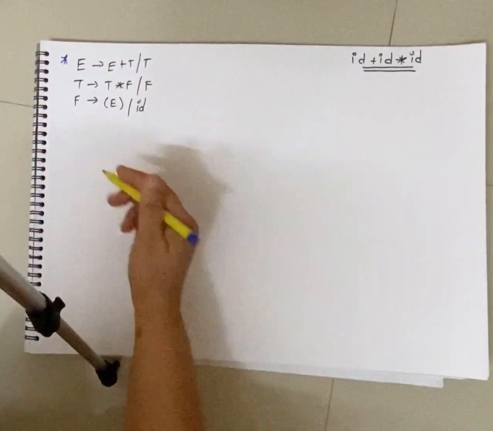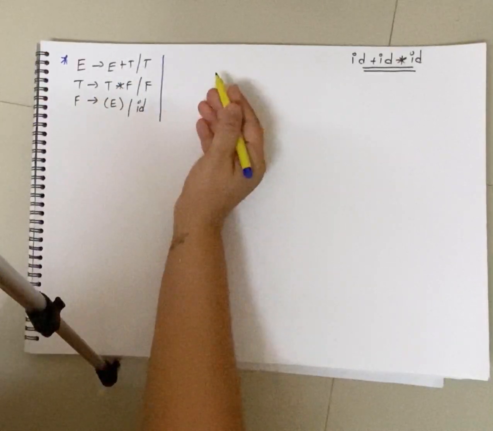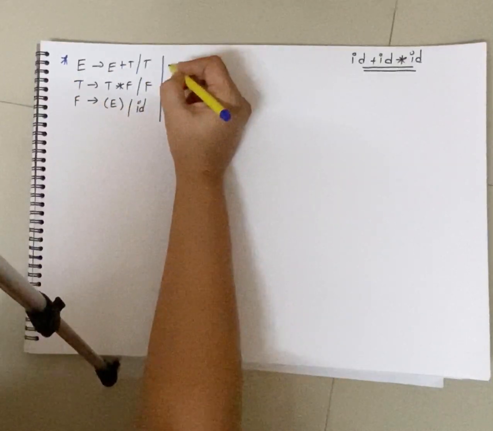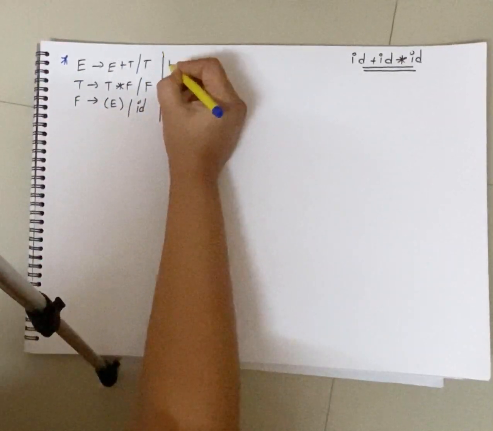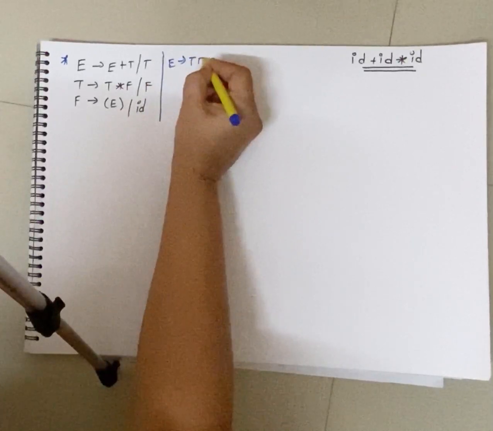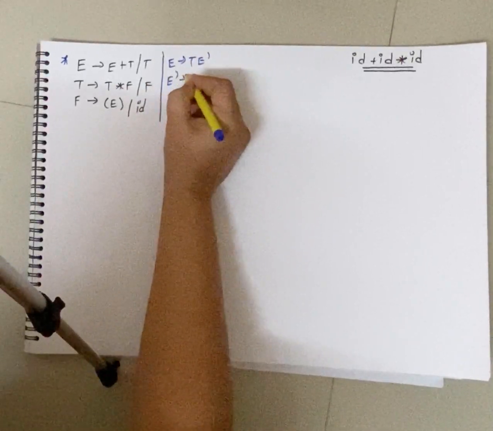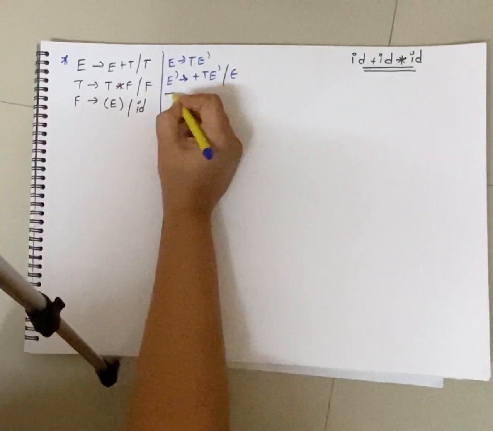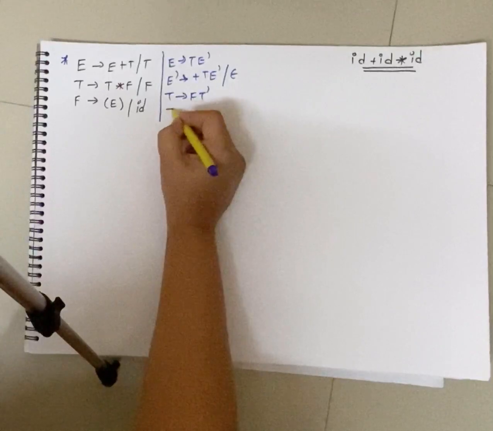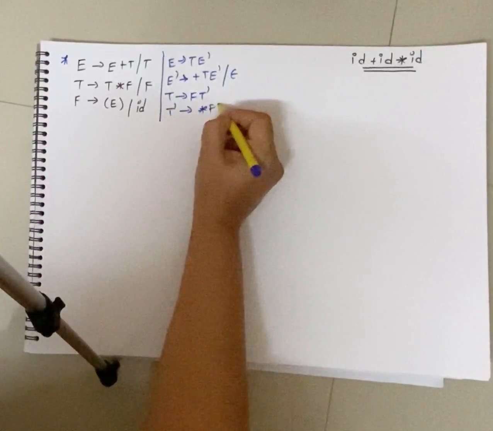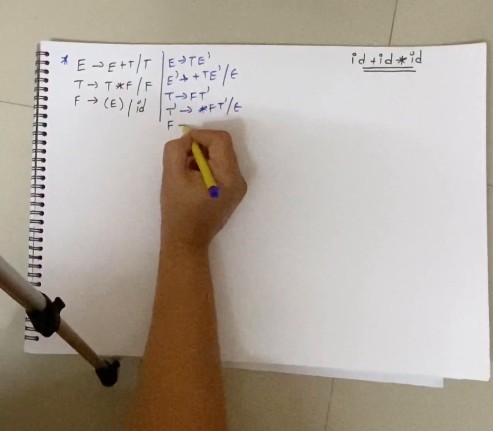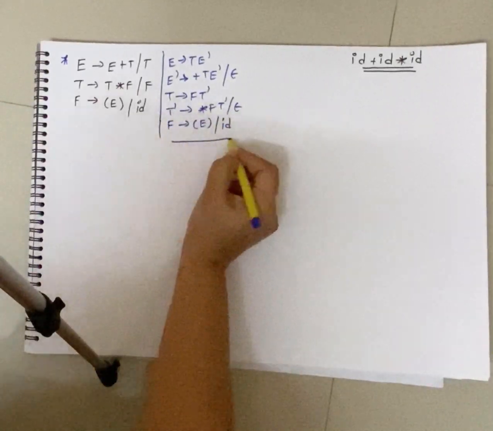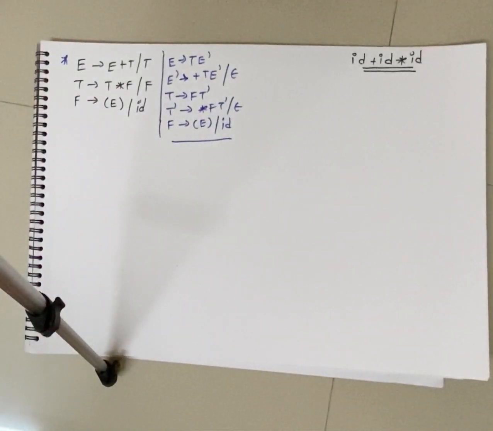stack and parse it. Let me first rewrite the non-left-recursive predictive parsing rules for this, as the grammar contains left recursion. I won't explain how, we should already know that now. E derives T E dash. E dash derives plus T E dash or epsilon. T derives F T dash. T dash derives star F T dash or epsilon. F derives bracketed E or id. These are the rules we are going to consume for creating the predictive parsing table.